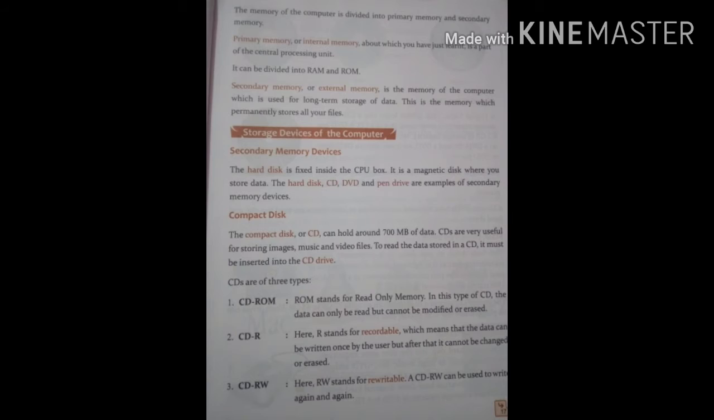Storage devices of the computer. Secondary memory devices. The hard disk is fixed inside the CPU box. It is a magnetic disk where you can store a lot of data. The hard disk, CD, DVD and pen drive are examples of secondary memory devices.